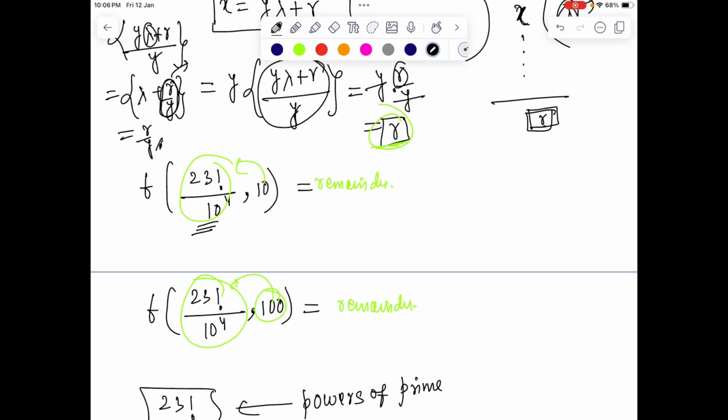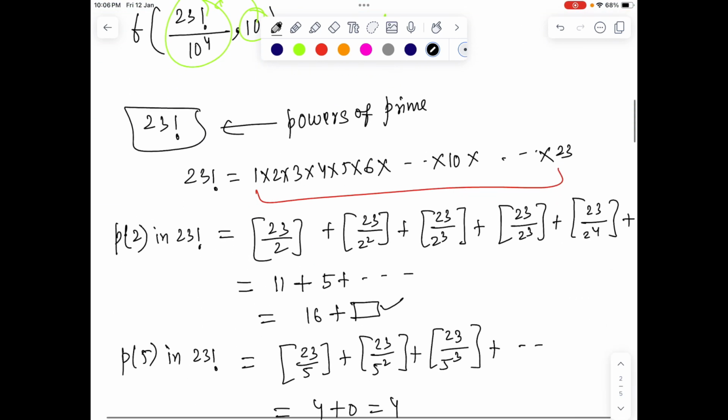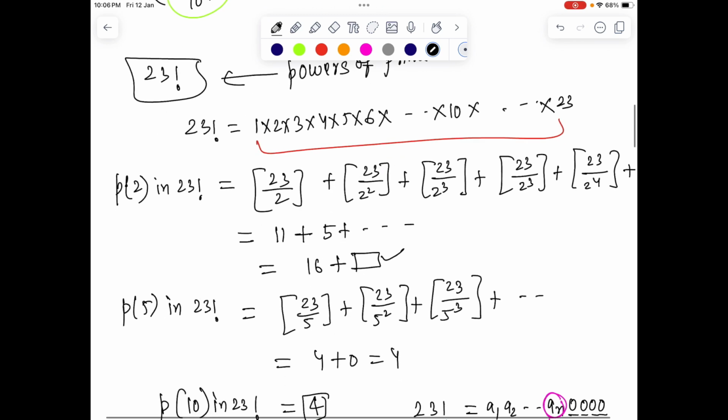So 23 factorial will clearly end with some zeros, because it has got 5 and 4 and many combinations of that. So let's try to find the maximum power of 10 in 23 factorial. As you know, if you directly write down 23 factorial, 1 to 23, and you count the number of 5s here, 5 will occur in 5, 10, 15 and 20. So 5 is occurring just 4 times.